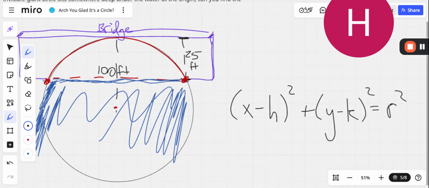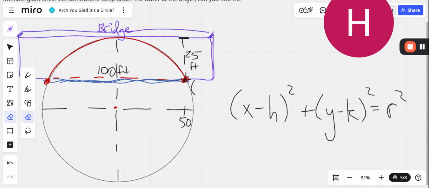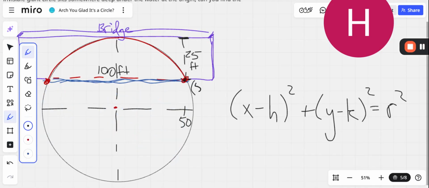So if that's 100 across, and if I introduce some coordinate axes like a grid, that puts this point at an x value of 50. In fact, let me erase some of this water. So this point would be 50 on the x. What would the y value be, though? The y value would be however tall the radius is, but then minus 25 feet. Because the point on the circle is technically 25 feet lower than the radius, if that makes sense.